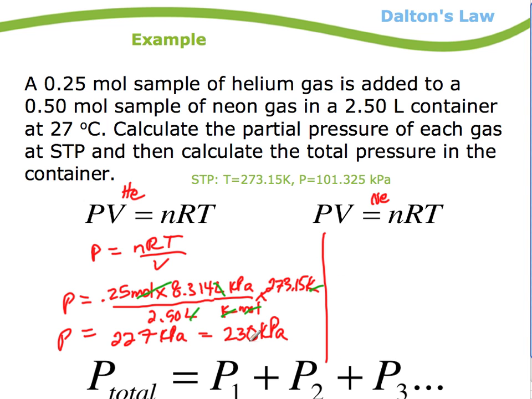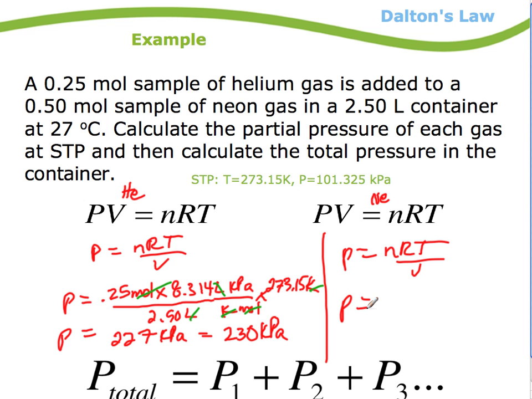Okay, so that is the pressure in the container due to helium. Now we'll do neon. I could do the same formula, nRT over V. I'm just going to plug the numbers in my calculator because they're all very similar, and won't write it down there, but typically I would write them all down.